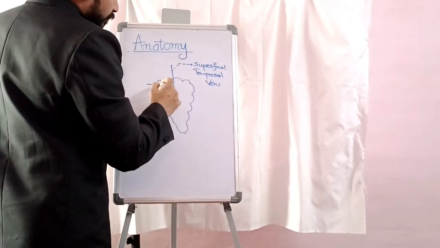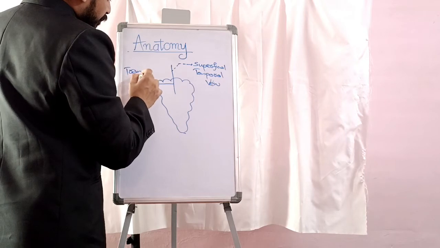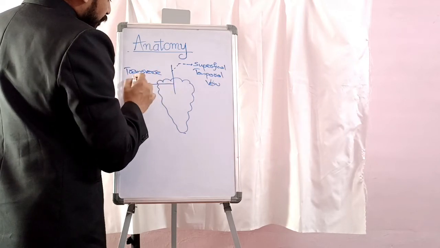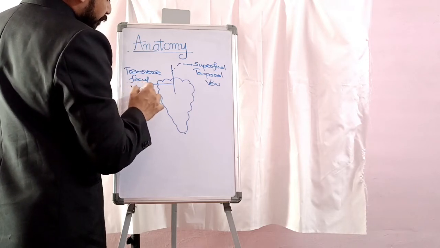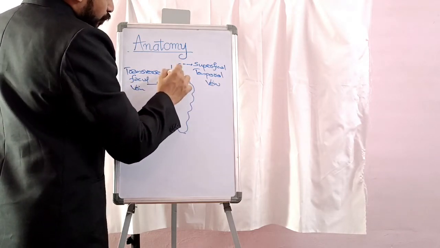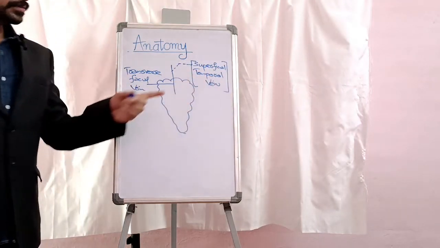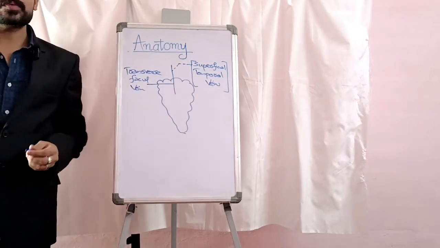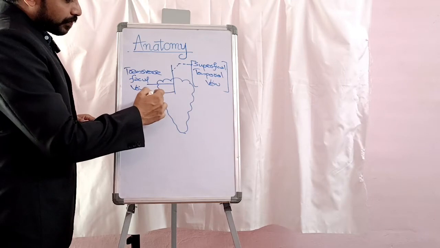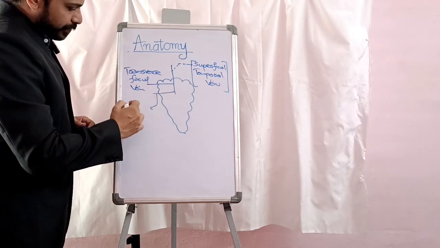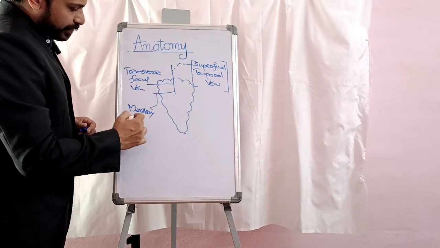Here is the transverse facial vein. The superficial temporal vein is here. This is the superficial temporal vein. This vein joins with the maxillary vein.